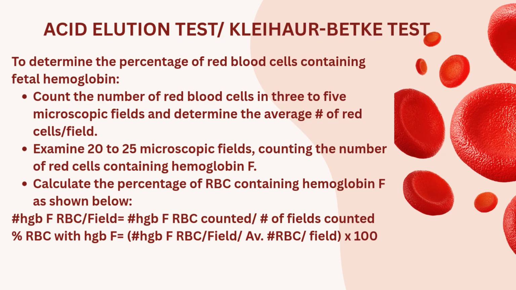To determine the percentage of red blood cells containing fetal hemoglobin, count the number of red cells in 3 to 5 microscopic fields and determine the average number of red cells per field. Examine 20 to 25 microscopic fields, counting the number of red cells containing hemoglobin F, and then calculate the percentage of RBCs containing hemoglobin F using this formula.